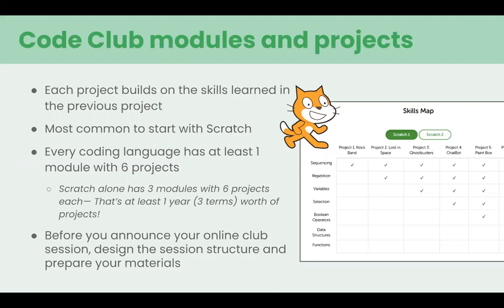So before you announce your online club session, it would be a great opportunity to design the session structure and prepare your materials. So go through the skills map, check out the projects online, figure out what would work best for your participants. You also can skip this step simply by running through the projects as we've set them up on the website. We have set them up such that you are running through this exact skills map. So if that isn't in the realm of possibility for you, don't worry, don't stress about it.